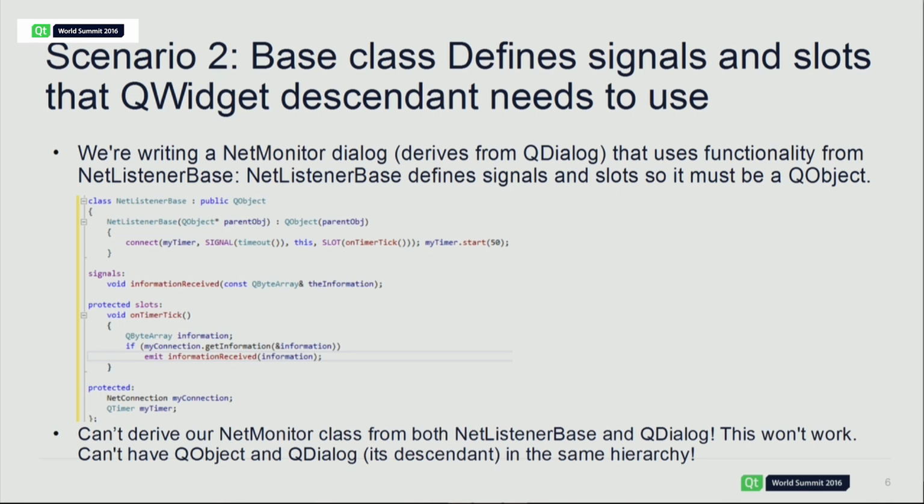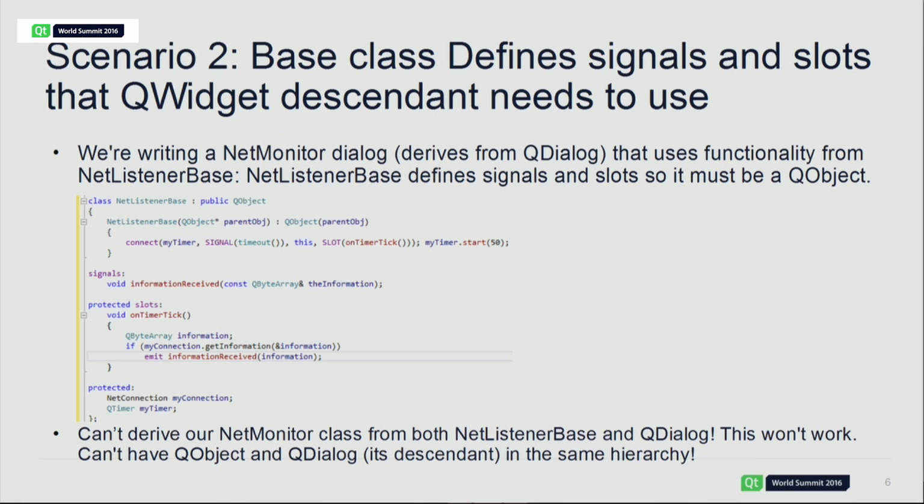It defines its own signal, and then it has a member timer. It connects to the timer's timeout, and then to its own slot, onTimerTick, and then it starts the timer going. And so every 50 milliseconds it'll be calling into that slot, and then it'll try to get information from that net connection, and if it gets it, then it'll emit its signal saying, I've got information, information received.